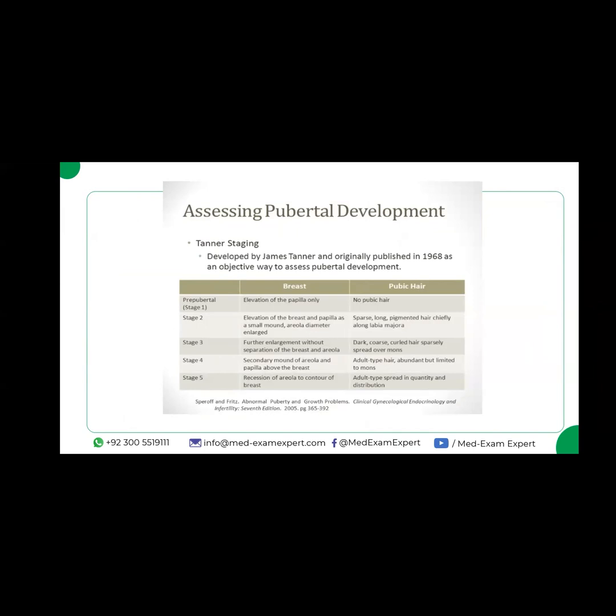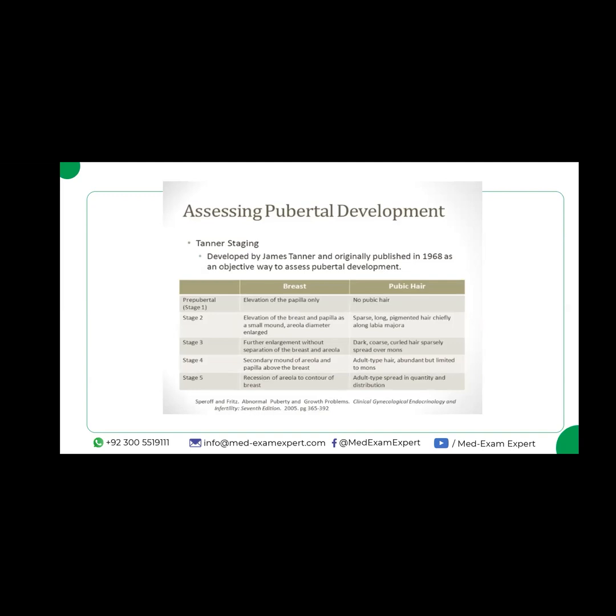In stage 2, there is elevation of the breast and papilla. Small breast areola diameter is enlarged. Pubic hairs are sparse, long, pigmented, and chiefly along the labia majora. In stage 3, further enlargement of the breast and papilla occurs without separation of the breast and areola. And the pubic hairs are coarse, curled hairs, sparsely spread over the mons pubis.